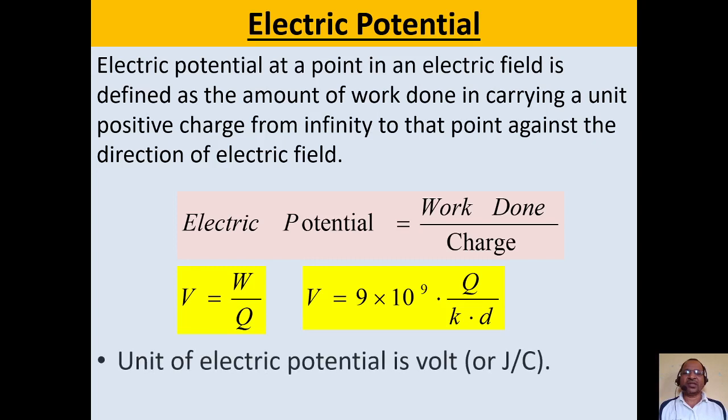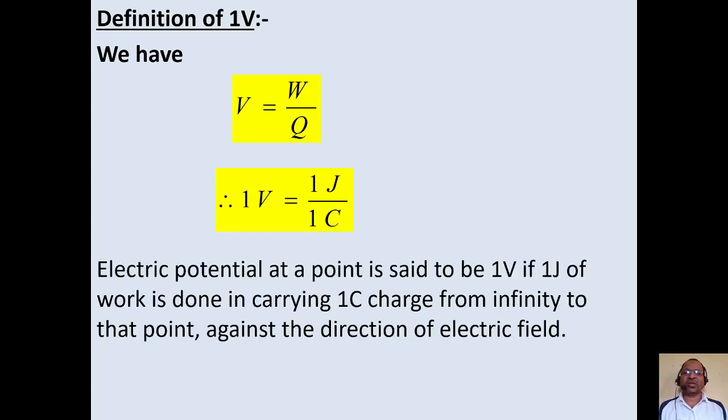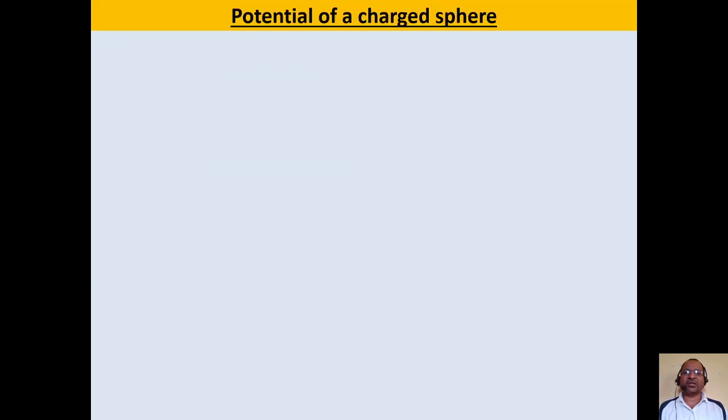And the unit of this electric potential, by the formula work done upon charge, is joule upon coulomb or joule per coulomb, and it is called Volt. We now define 1 volt. We know that V is equal to W upon Q, that is electric potential is equal to work done upon charge. So we write 1 volt is equal to 1 joule upon 1 coulomb. Hence we define 1 volt as: electric potential at a point is said to be 1 volt if 1 joule of work is done in carrying 1 coulomb charge from infinity to that point against the direction of electric field.